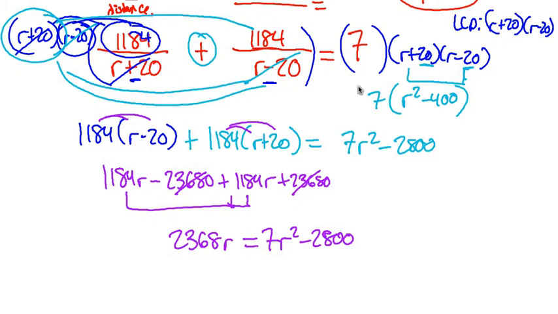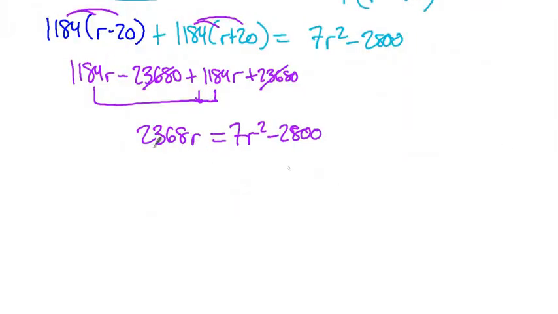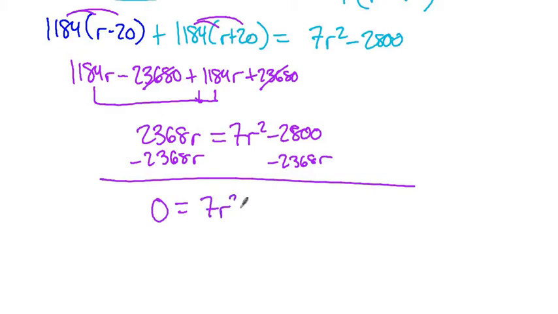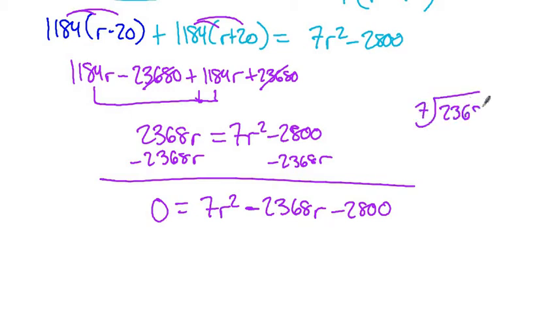Okay, now you might recognize this as a quadratic equation. So we'll have to put this in standard form, which we can do by subtracting that from both sides. When we do this, we'll get 0 equals 7r squared, and then after that, minus 2368r, and then minus 2800. Now it's possible that we might be able to factor this if 7 goes into all of those numbers. Let's see, 7 goes into that 3 times. 26, it goes into that 3 times. And unfortunately, it's not going to go in evenly, so that means we're not going to be able to factor this. So what we can do is use the quadratic formula.